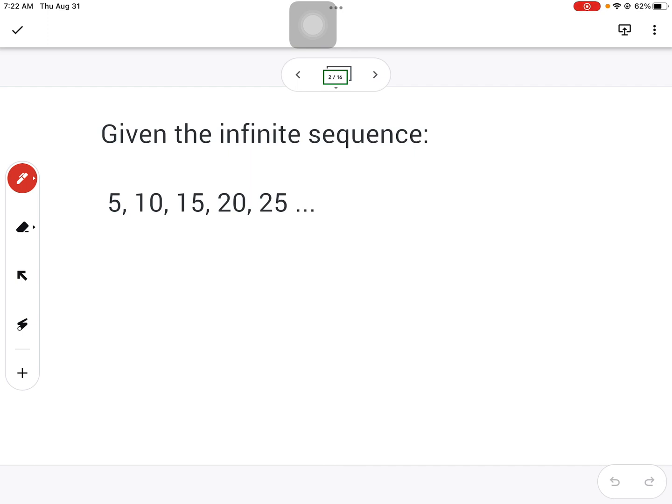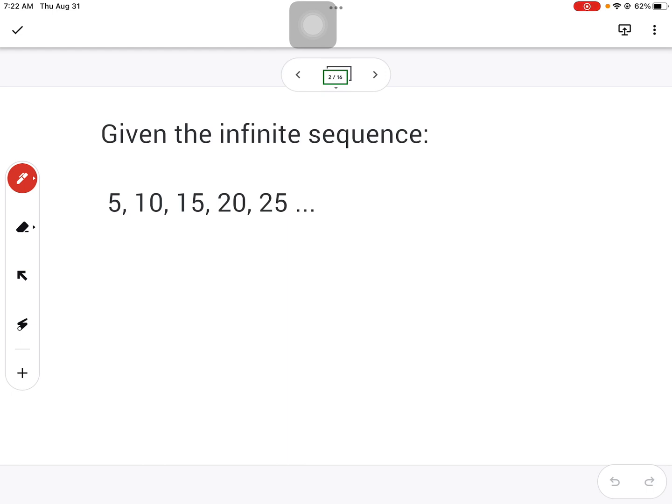It says, given an infinite sequence, and remember, a sequence is just a number or a group of numbers, a set of numbers related by some sort of rule, like a function rule or an equation. Our set of numbers are 5, 10, 15, 20, and 25.